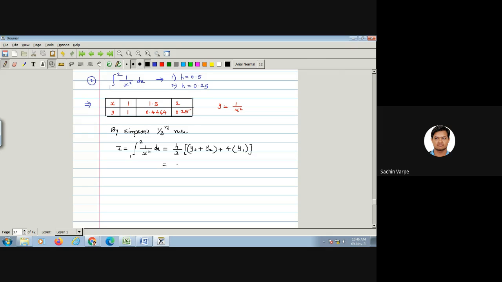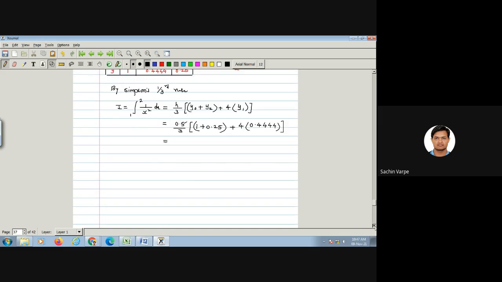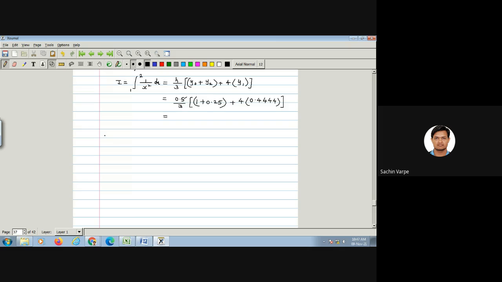So substitute the values. h is 0.5 upon 3. y naught plus y2. y naught is 1 and y2 is 0.25. So 1 plus 0.25 plus 4 times y1. y1 is 0.44. So just calculate it. Then in the second part, let h is equal to 0.25.